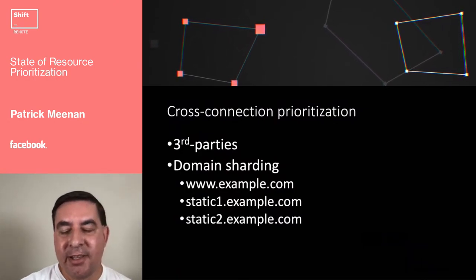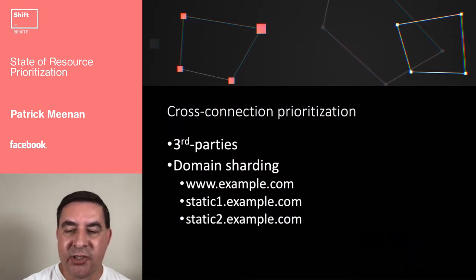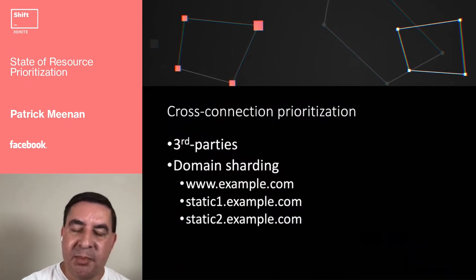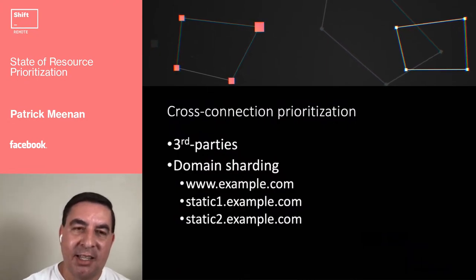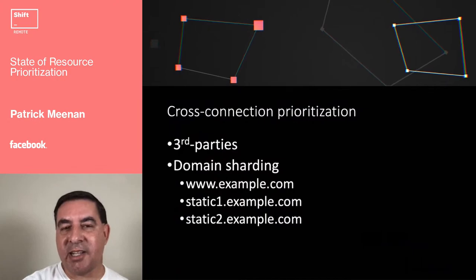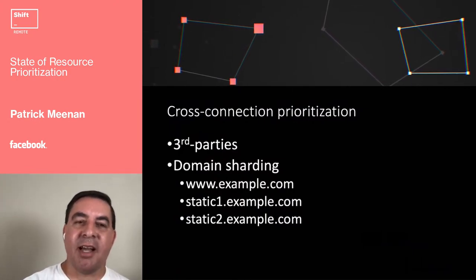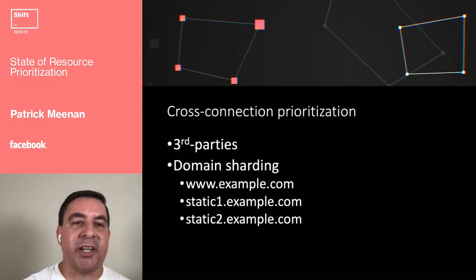And if you do that, you're sort of shooting yourself in the foot, because now your servers can't prioritize across those. There is support in HTTP2 for connection coalescing. If all of those static domains end up resolving to the same set of servers, then it might not be as bad, but it's something you have to watch out for.